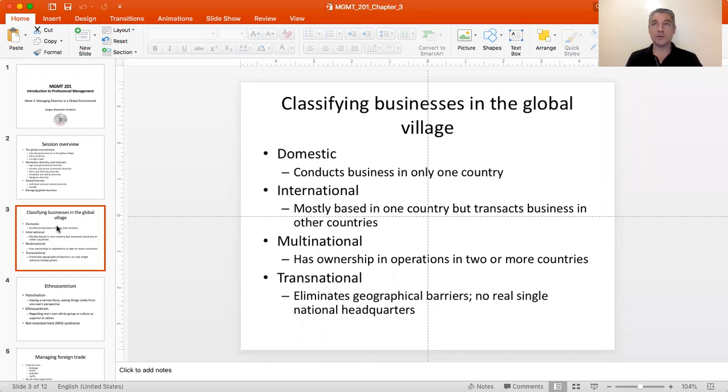Most businesses that we think about, that we know personally, are probably classified as domestic. Those are the businesses that really conduct their operations in only one country. They operate locally, they do not sell internationally, they may still source some of their products, some of their inputs from overseas, but with respect to where the business is focused and located, it's clearly within a certain country.